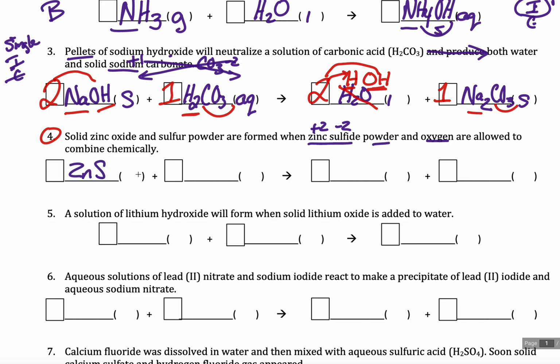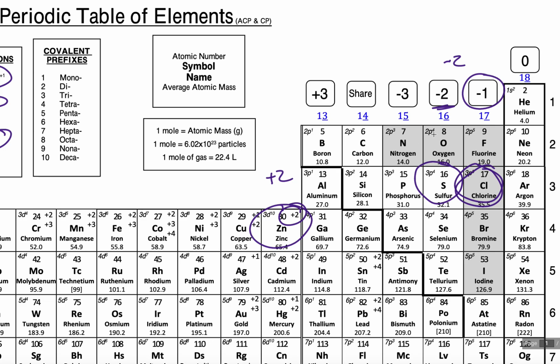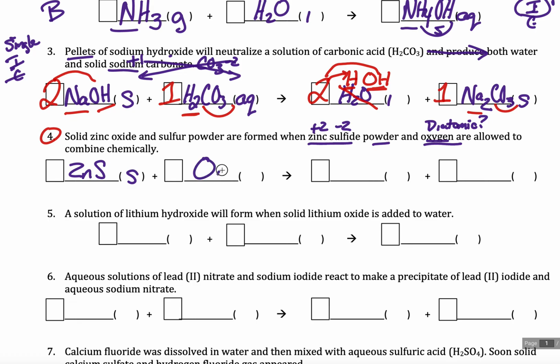And it's powder. Powder is a solid. Then I get to oxygen. Is it a single element, ionic or covalent? Well, it's just oxygen, so it's a single element. So if it's single, I have to ask myself, is it diatomic or not? So we go here, here's oxygen, it's shaded gray, oxygen is diatomic, O2, we know oxygen's a gas. We don't even have to be told. So there's my formulas for my reactants.